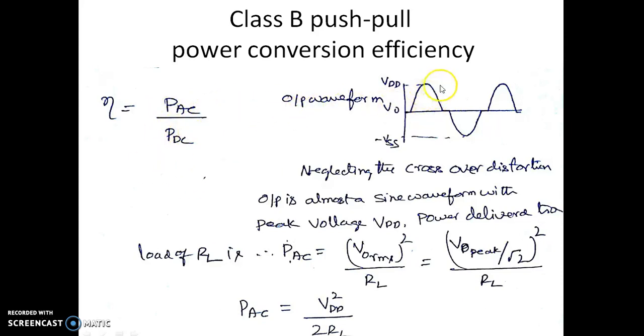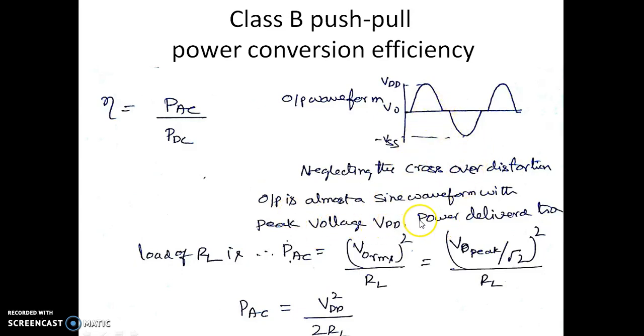We know that the output waveform is somewhat like this. Even though there is distortion, we are assuming that this is not affecting too much. Now you can say the peak goes up to VDD and this goes down to minus VSS. Assuming VSS is almost equal to VDD, the swing is 2 VDD. Neglecting the crossover distortion, the output is almost like a sine wave.